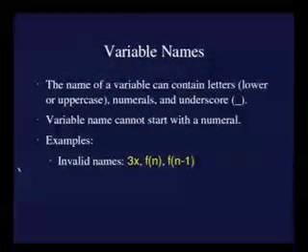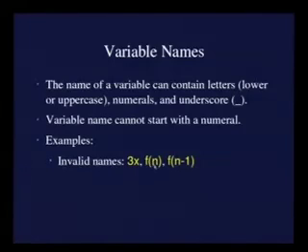Here are some invalid variable names: 3x, f(n), f(n-1). They are all invalid or illegal variable names. 3x is illegal because it starts with the numeral 3. f(n) is illegal because of these parenthesis characters, the bracket characters. This one is also illegal because it has the bracket characters in it as well as the minus sign. Note that the minus sign is different from the underscore character.